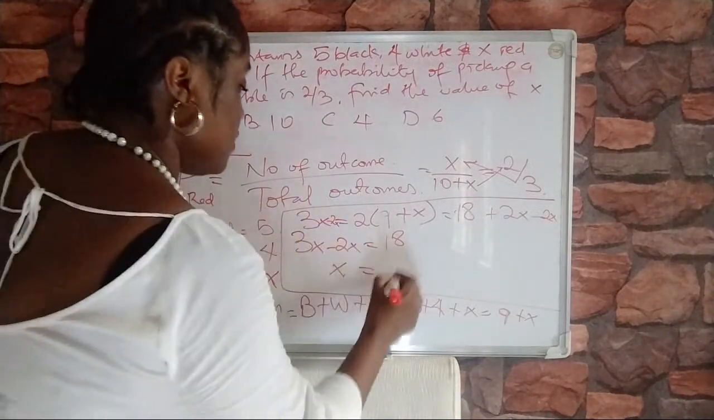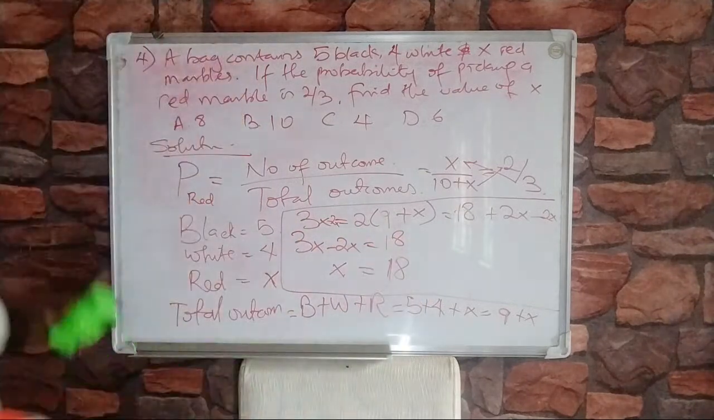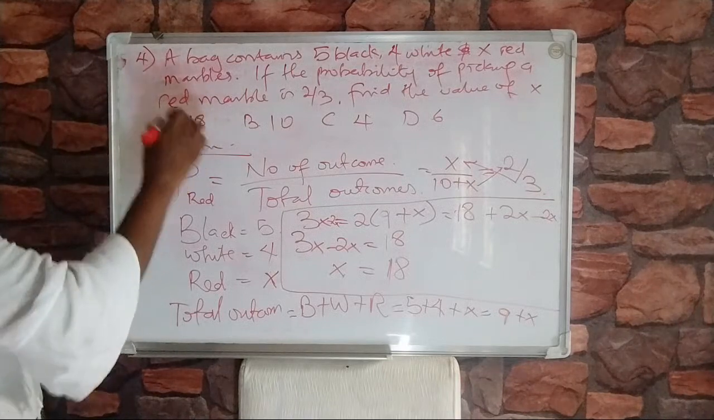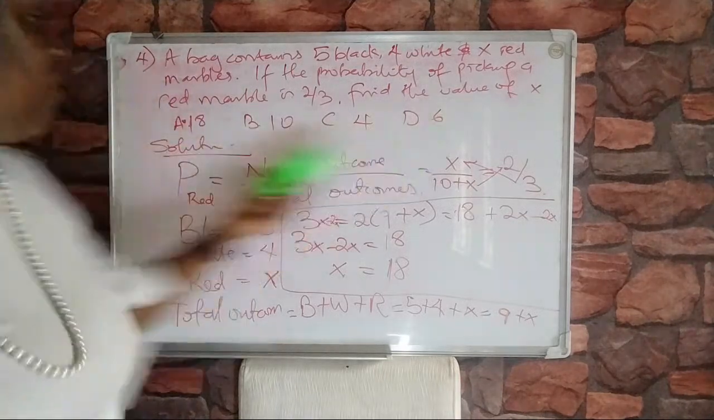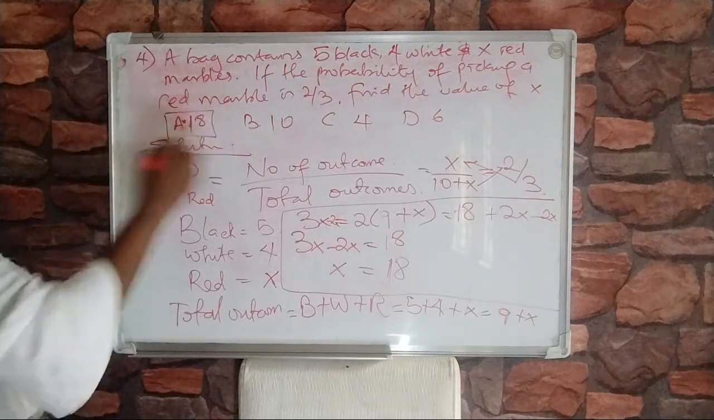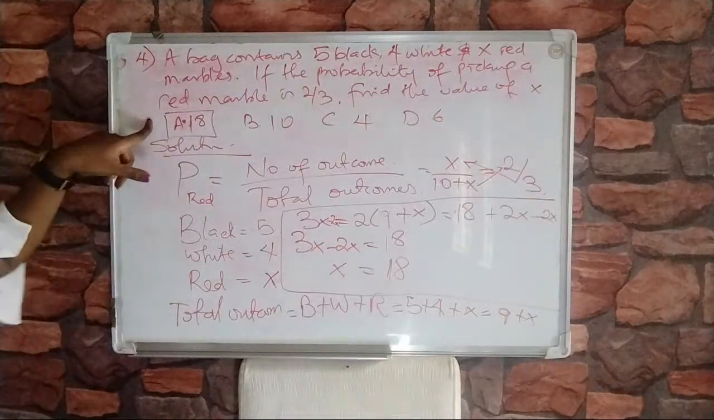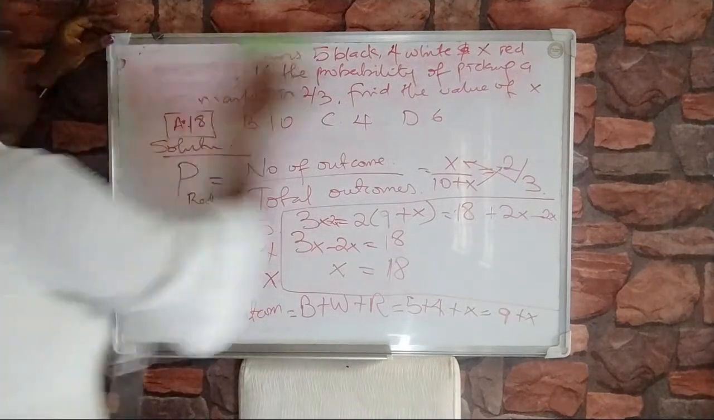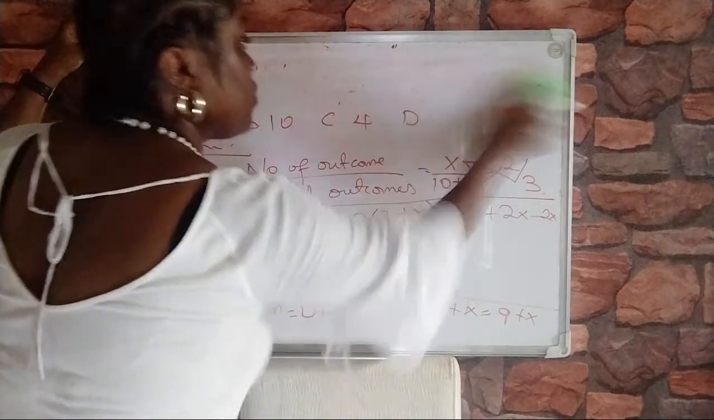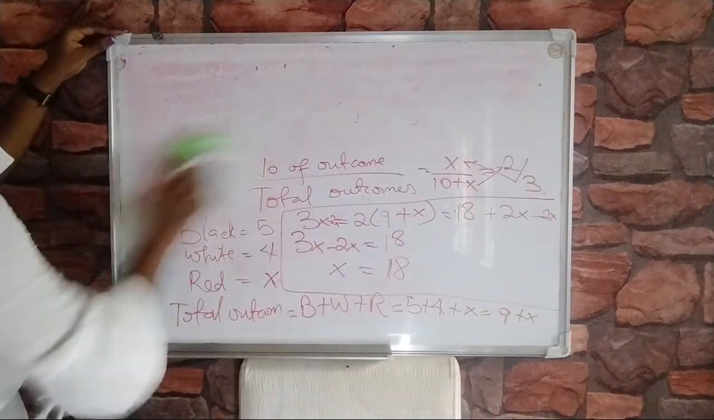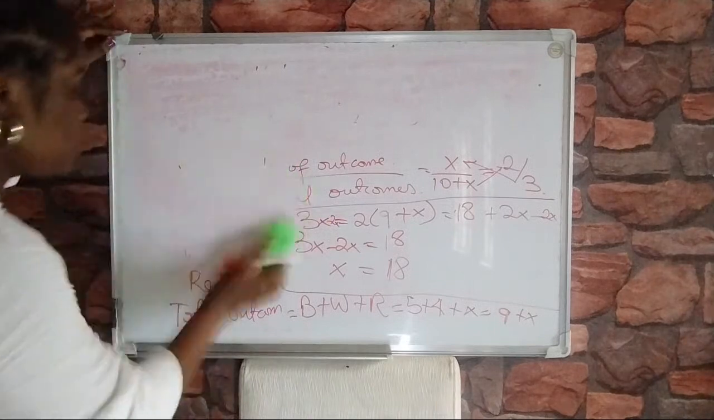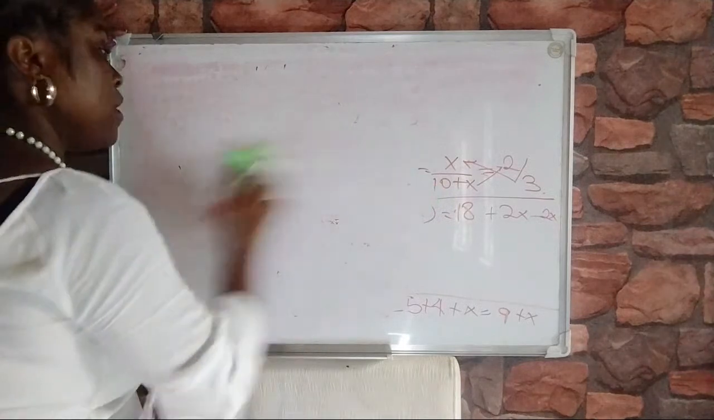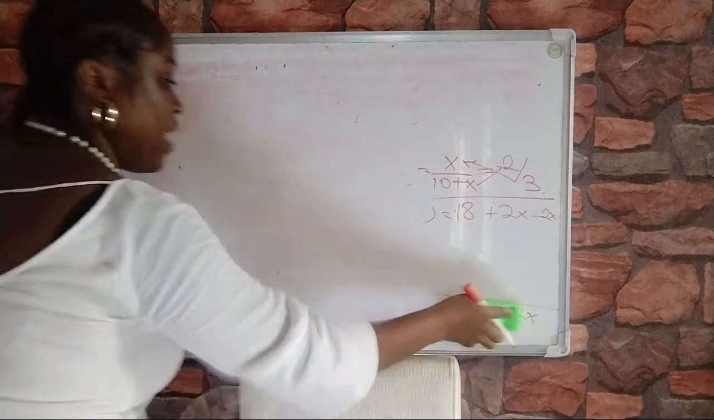Our answer is 18. So I think there was a problem with the options. If we look at these options, we find out that A is our correct answer. So we're going to solve the 5th question quickly, and then I may just call it a day, okay? This is our very, very first live video.